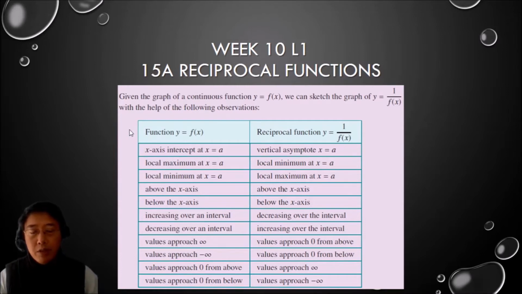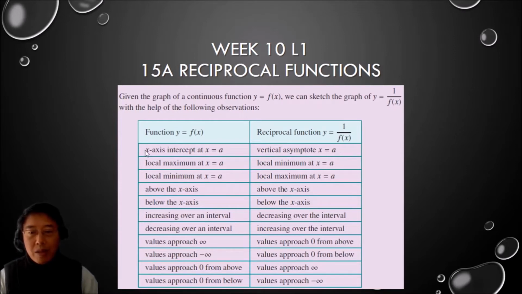There are a few things that you need to consider to help you graph it in a quicker manner. When you have an x-axis intercept at x equals a, the y value is going to be 0. If you look at its reciprocal, it will become undefined. What it means is that for that x value, you will get a vertical asymptote.